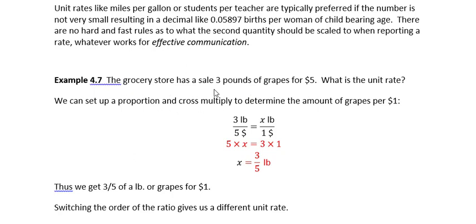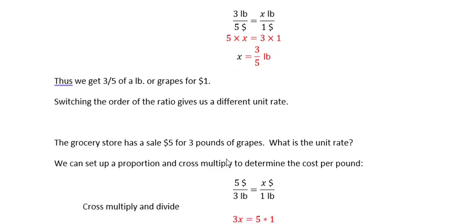So in this example, a grocery store has 3 pounds of grapes for $5. What's the unit rate? Well, you can set the proportion up: pounds, dollars, cross multiply and divide. But the other thing you can do is just divide 3 by 5. Any number over 1 is itself, so 3/5 equals the number of pounds, which is 3/5. So we get 3/5 of a pound of grapes for $1.